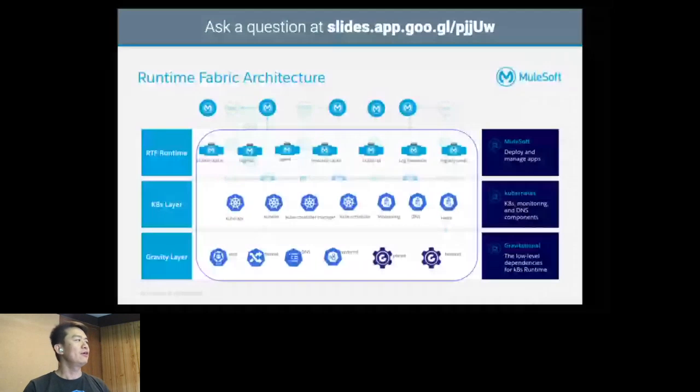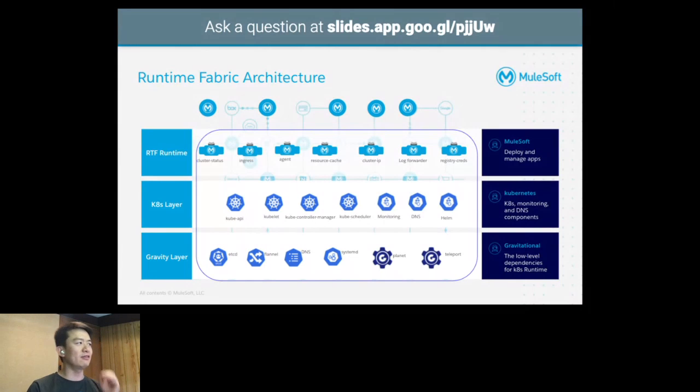In the Gravity layer, the first layer, the bottom layer, we have some low-level services like etcd, Flannel, DNS, systemd, Planet, Teleport, and these are all low-level services required by the Kubernetes services. Then on the second layer, from bottom to top, we have the Kubernetes API, Kubernetes controller managers, and these are the Kubernetes services. And we have some Kubernetes basic services like DNS and monitoring. So with these two layers, we have established the Kubernetes environment.